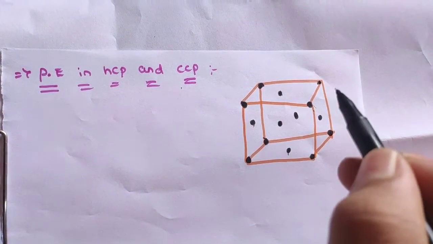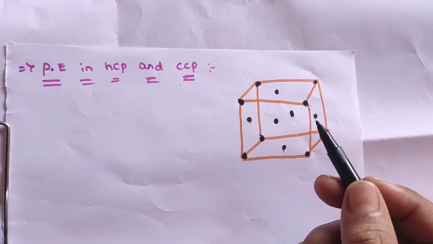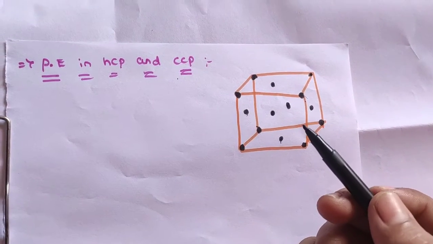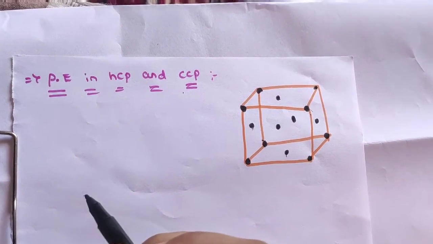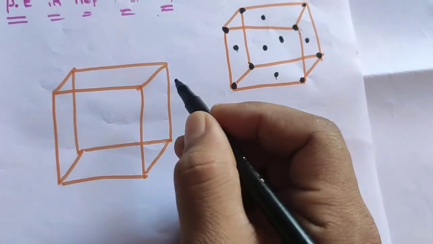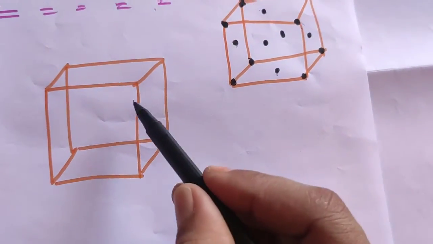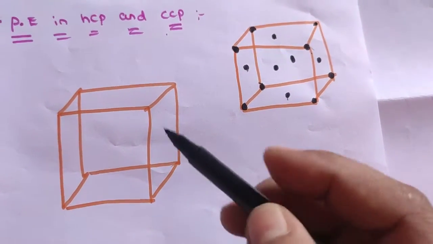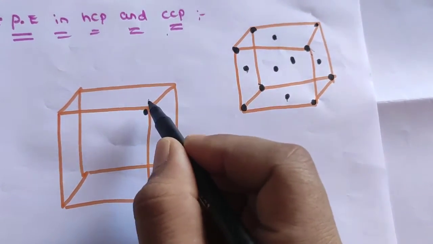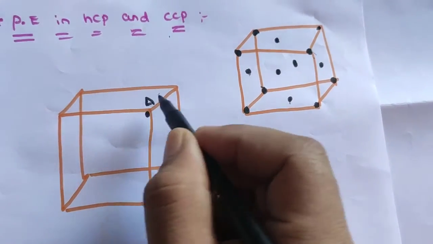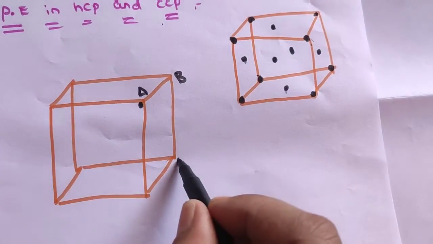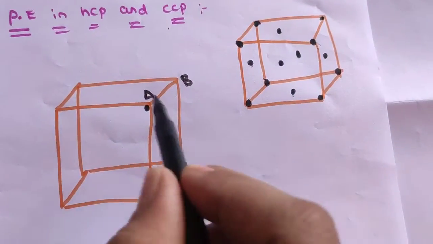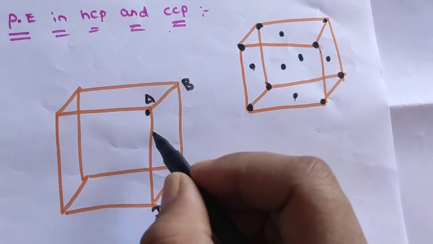So how do we calculate packing efficiency in the case of the face centered cubic unit cell, or HCP and CCP? Now let us learn. If I take any one face, I will take this face in the case of FCC. Let me mark it: this is A, B, and here C and D. The constituent particles are present at the corners and at each face.